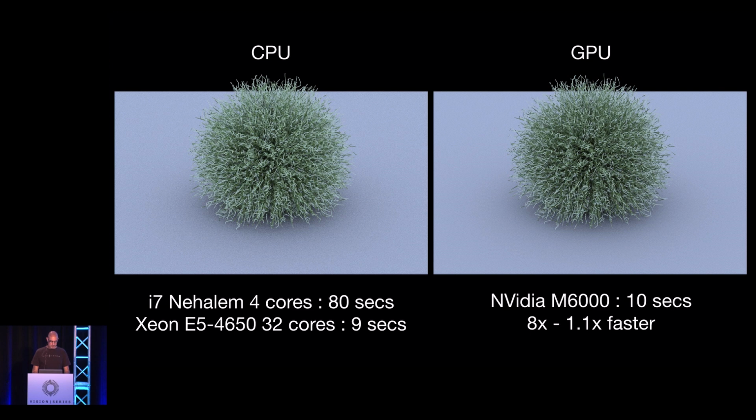We tried to do an experiment with curves, with fur rendering, and in this case, the difference is not as dramatic. You get like an 8x or 10% speed up, but we're still working on that. So, just wanted to show you guys a little preview that we're actually working on GPU rendering, and hopefully we'll have an actual product that we can ship at some point.